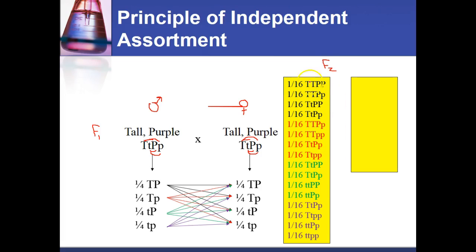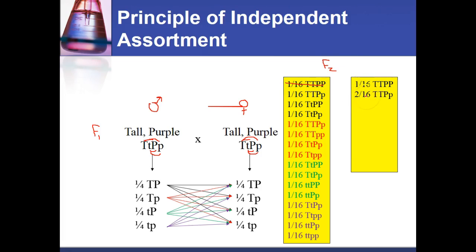So we want to consolidate these and make it a little easier to understand. And so what we can do is start consolidating. In fact, we've got 1/16 homozygous dominant for every single one, right? So now we can cross this one off because it's here.